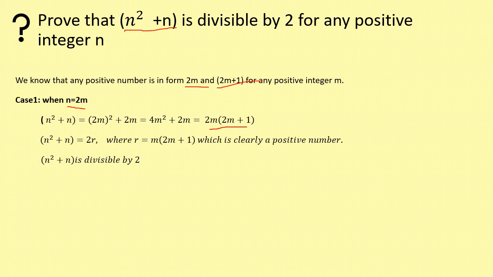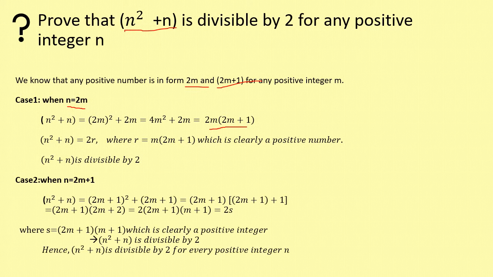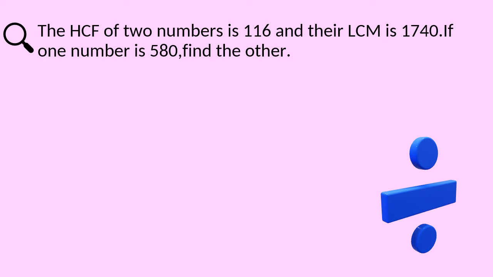Now we will take the second case. n square plus n is equal to (2m plus 1) whole square plus (2m plus 1), where n is equal to 2m plus 1. Finally, it is 2 into (2m plus 1) into (m plus 1), where we have taken (2m plus 1) into (m plus 1) as s. So it is finally 2s. It clearly shows that n square plus n is divisible by 2. From both the cases, we can conclude that n square plus n is divisible by 2 for any positive integer n. So let's move to our second question.